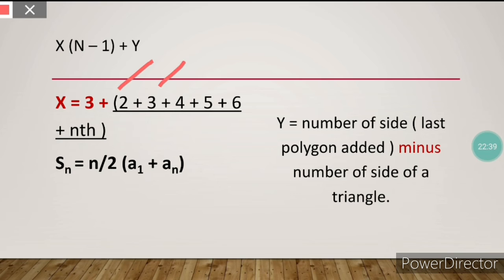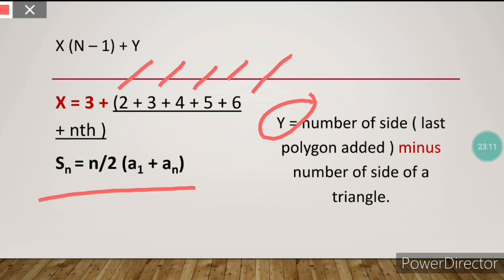Since 2, 3, 4, 5, 6 is a series of sequence, we can use the formula S sub n is equal to n over 2 multiplied by a sub 1 plus a sub n, since the common difference is equal to 1. And y is the number of sides of the last polygon added minus the number of sides of a triangle.